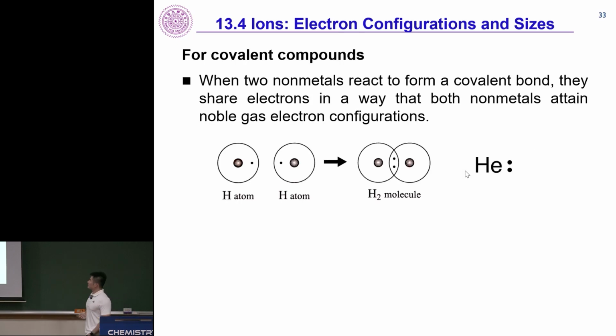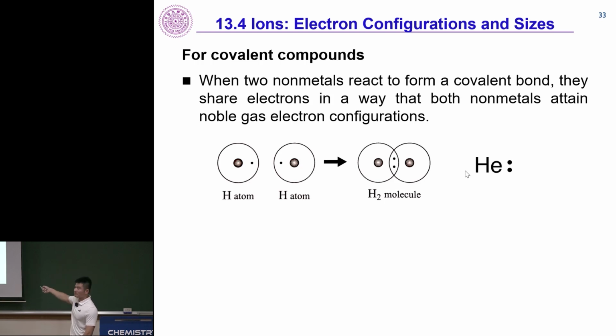So let's continue our discussion about covalent molecules. How do you actually determine how they share their electrons? When 2 nonmetals react, the first keyword is nonmetals, on the right side of the periodic table. To form a covalent bond, they share electrons in a way that both nonmetals attain a noble gas configuration. So another keyword is noble gas configuration. This shouldn't be too hard for most of you.